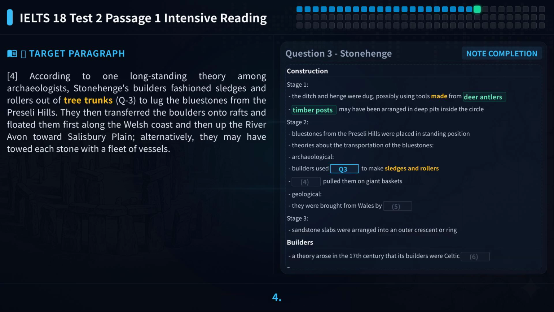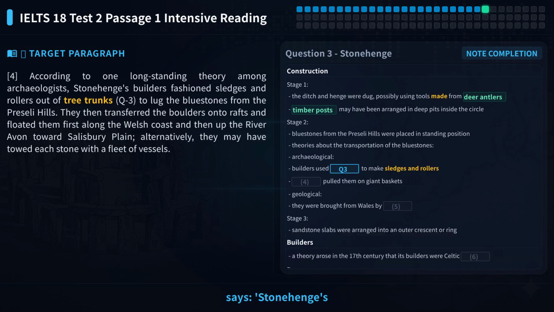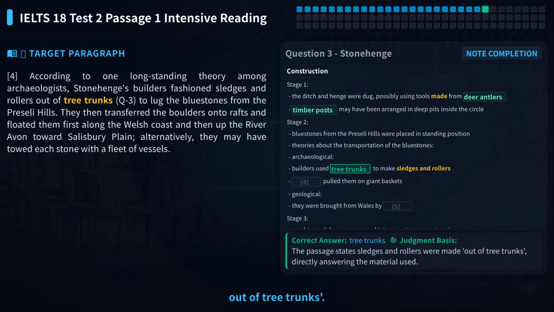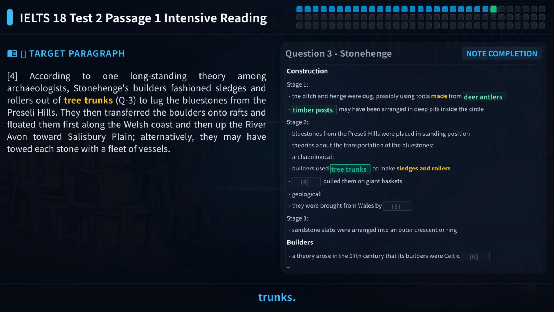Let's go to paragraph 4. The first sentence mentions this long-standing theory. The original text says, Stonehenge's builders fashioned sledges and rollers out of tree trunks. The answer is directly given here. So the answer to question 3 is tree trunks.